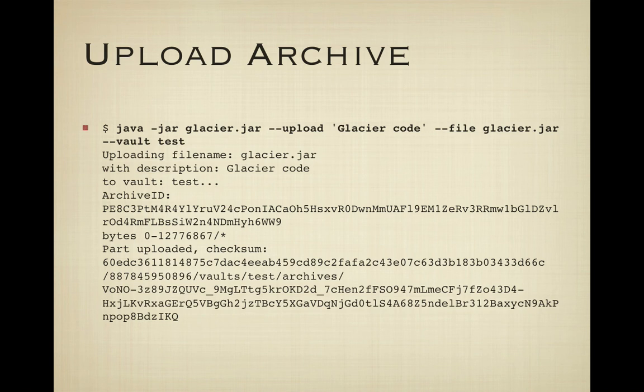So you'll see that it begins uploading the file. It creates an archive ID, this very long, unique ID, and uploads a number of bytes. You'll see it says part uploaded, and it shows a checksum. Basically, this command will complete quickly, but the archive will not be usable for 3 to 4 hours. And that's one of the trade-offs of Glacier.